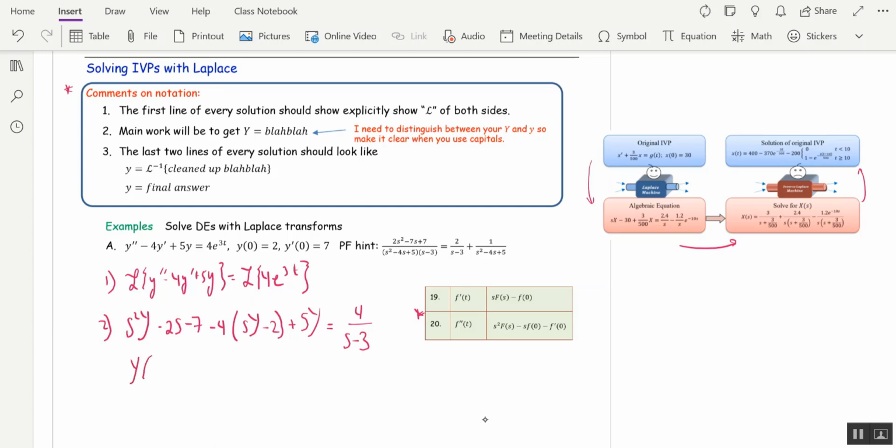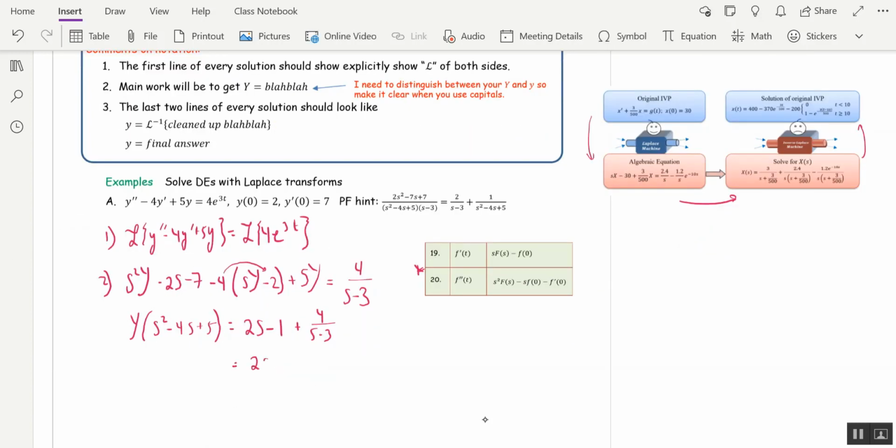Everything with a y in it stays on the left. So big Y factor, we have s squared minus 4s plus 5. Everything without a big Y goes to the other side. So I'm going to get a positive 2s, and then once I distribute this negative 4, I'll have positive 1 on the left, so that becomes negative 1 on the right, and then plus 4 over s minus 3. All right, let's get a common denominator. That's 2s minus 1 times s minus 3 plus 4, all over s minus 3. If I multiply that out, I get 2s squared minus 7s plus 7 over s minus 3.